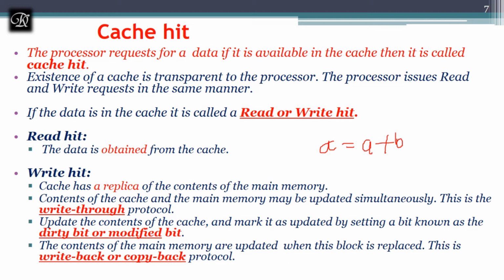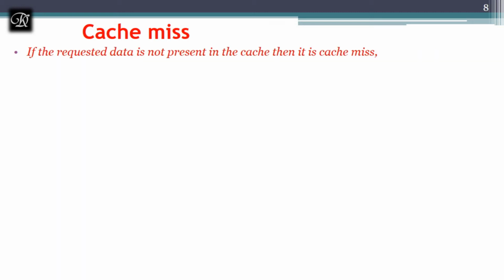Either it has to go with the write through protocol, immediately updating cache and RAM, or else keep the content for some time, and once you want to replace that respective content, then you modify it in the RAM as well. Next we'll see cache miss.